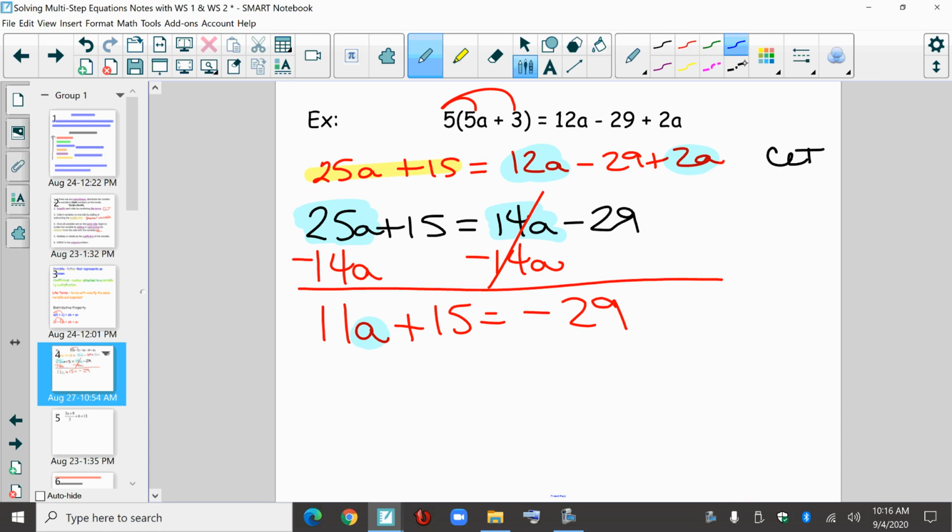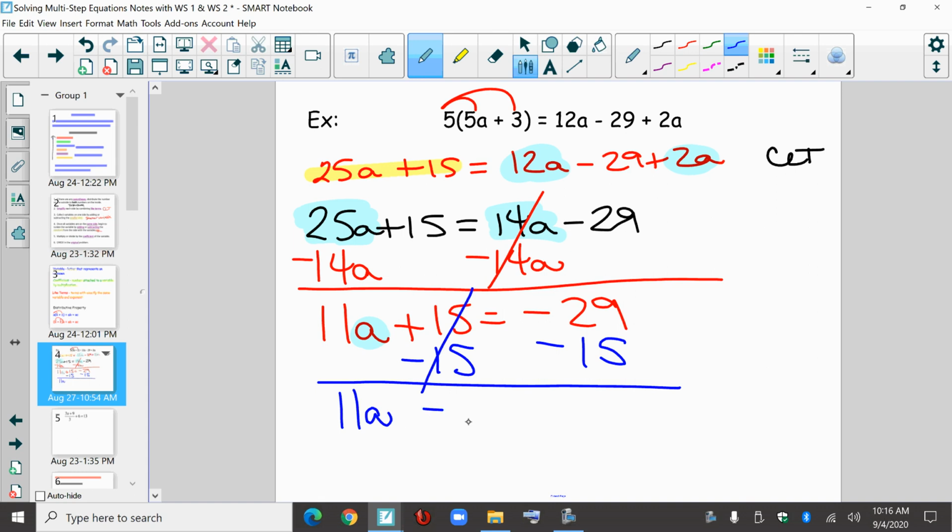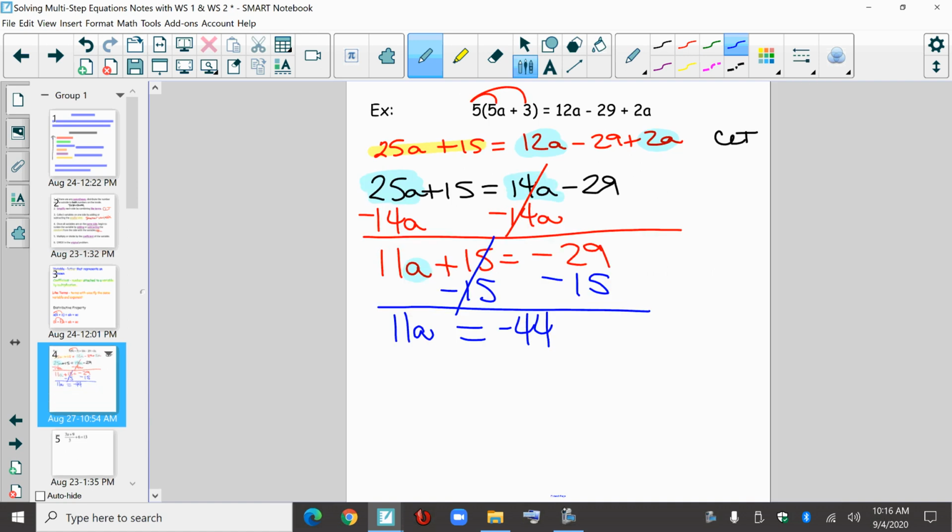The opposite of positive is negative. So we're going to subtract 15 from both sides. And we are going to go from which direction? Left to right always. So I drop down the 11A. The 15s cancel out. And I have negative 29 and negative 15 to give me a negative 44.